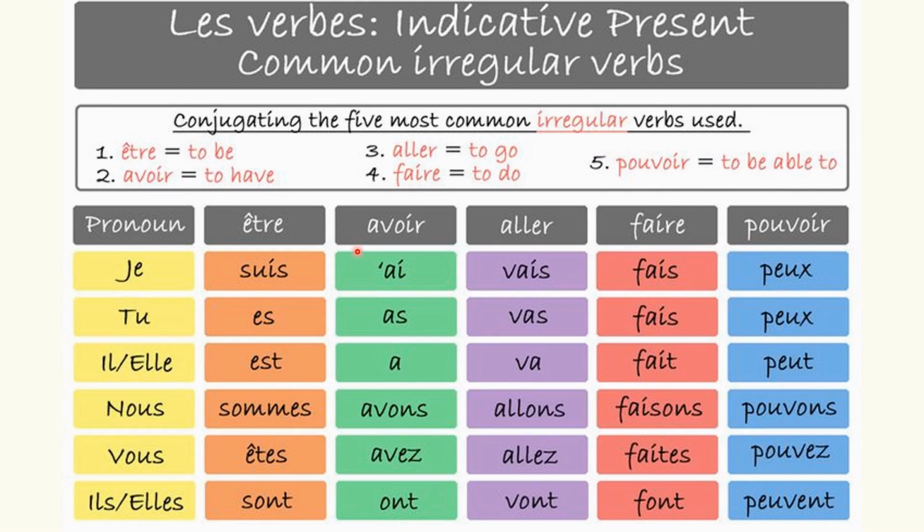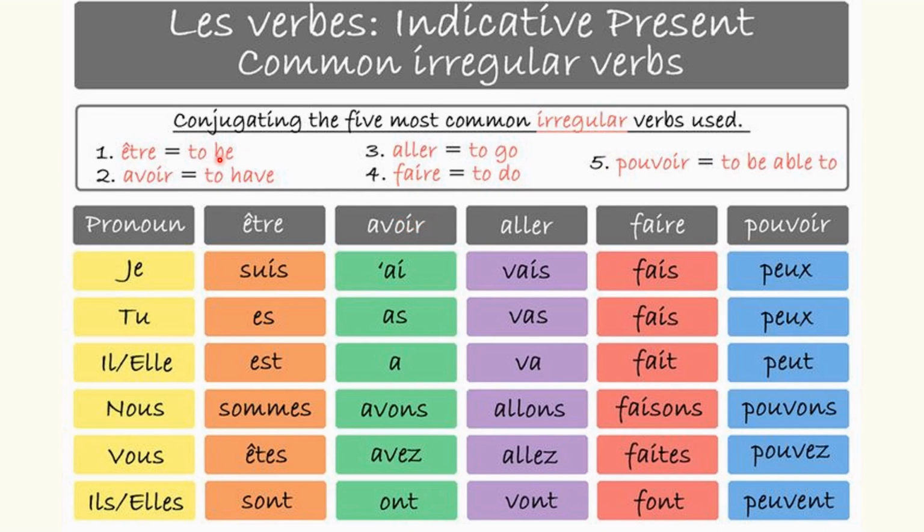In French, the first one is être, which means to be. As I told you in my first video, the introduction, I said je suis, which means I am. So être was conjugated as suis with je, which initially meant to be and became I am after conjugating. Être is conjugated as je suis, tu es, il elle est, nous sommes, vous êtes, ils elles sont.